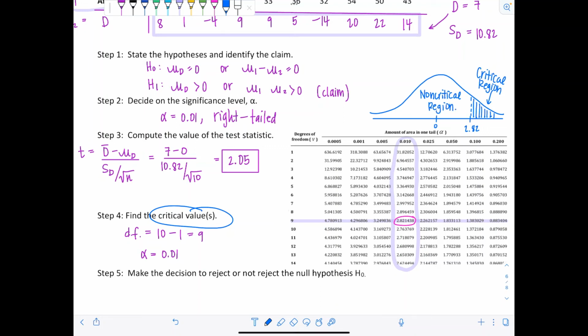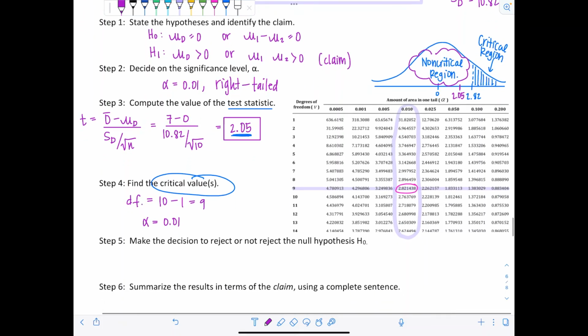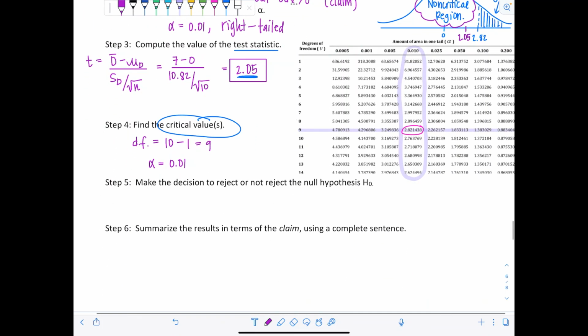So now step 5 asks us to make the decision to reject or not reject the null. Well, where was my test statistic? Where did it fall? It was 2.05. So plot that on the distribution. Ooh, 2.05 is smaller, right, than my critical value, less extreme. 2.05 falls in the non-critical region, aka non-rejection region. So that's my decision right there. Fail to reject or do not reject H naught.